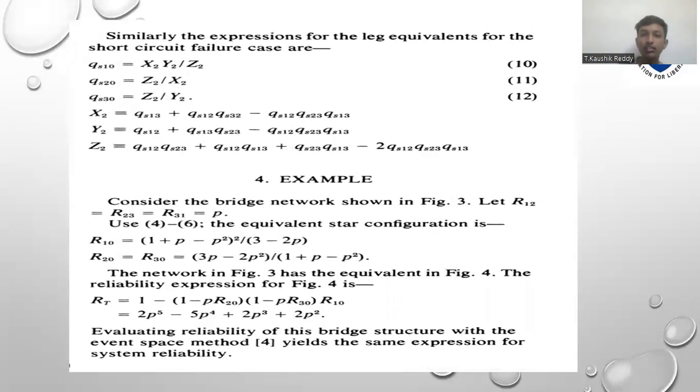Similarly, the expressions for the leg equivalent for the short circuit failure case are given as follows. For example, consider the bridge network as shown in figure 3. Evaluating the reliability of this bridge structure with the event space method yields the same expression for the system reliability.